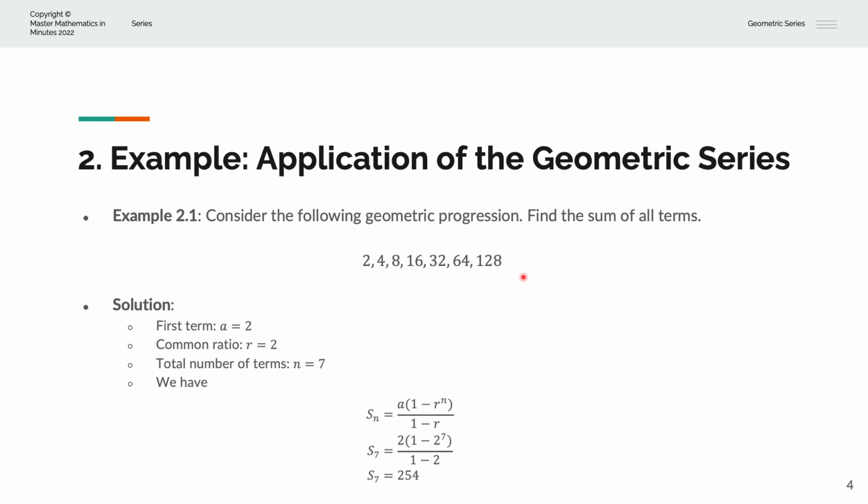And so we have Sn is equal to a times 1 minus r to the power of n, divided by 1 minus r. Because we are summing across 7 terms, we replace n with 7, and it becomes S7. Then a is equal to 2 from above, r is equal to 2, n is equal to 7, divided by 1 minus r, which is 2 from above. And simplifying that, S7 is equal to 254.